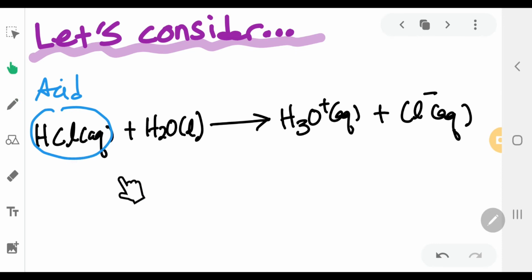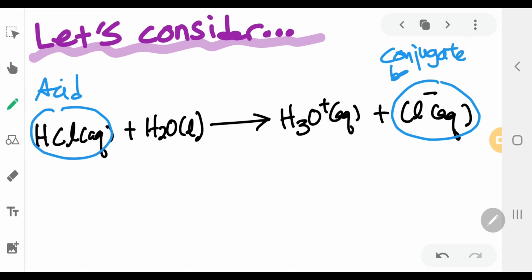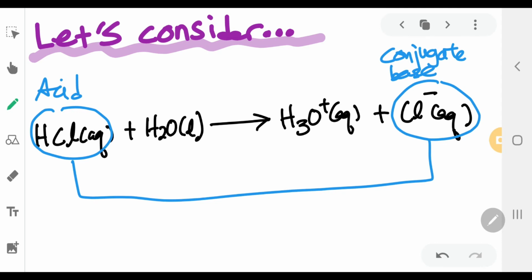over this side, you can see that this was in the beginning part of the HCl. This guy over here will be your conjugate base. So this is the pair of acid and the conjugate base.